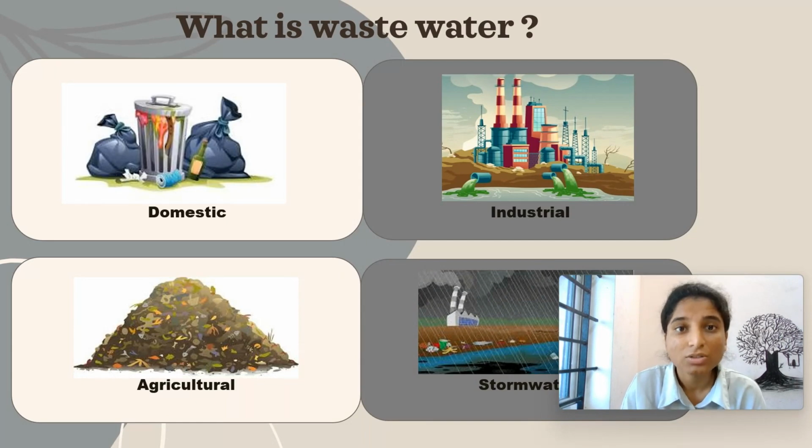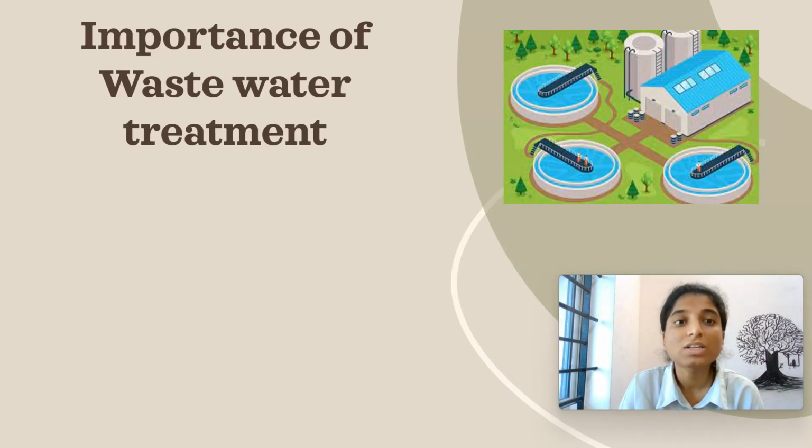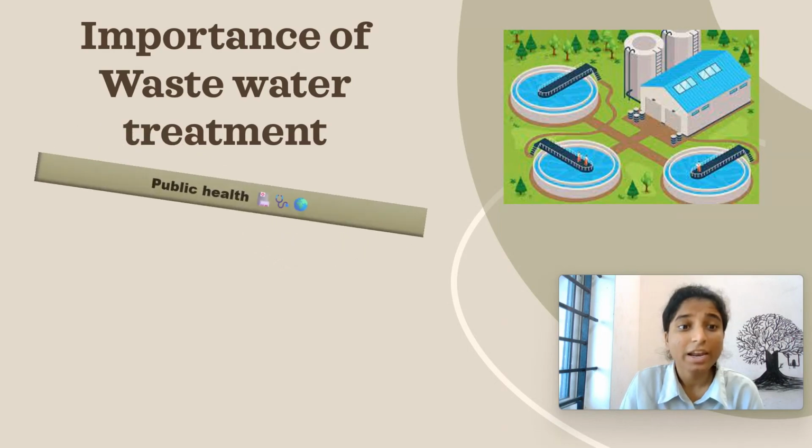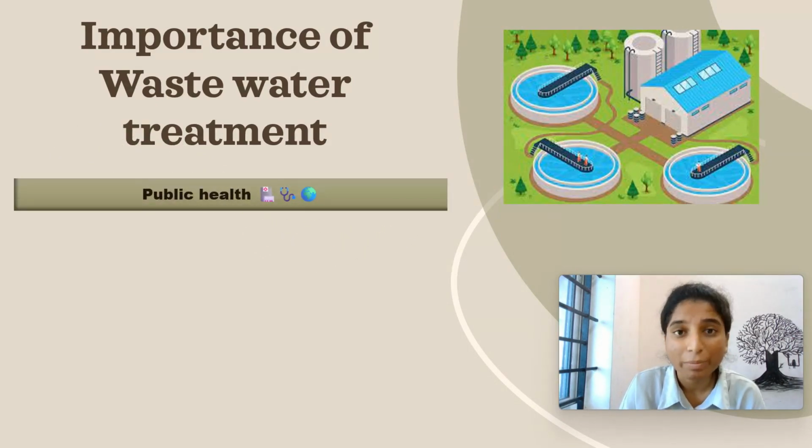What is stormwater? Stormwater is something that is drawn by the rain. The waste which is drawn by the rain from the surfaces of road is called stormwater waste. So what is the importance of wastewater treatment? The primary concern is public health.